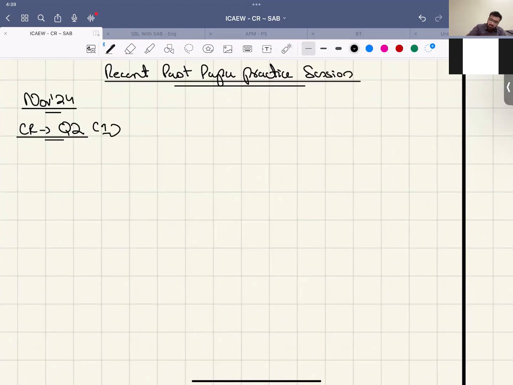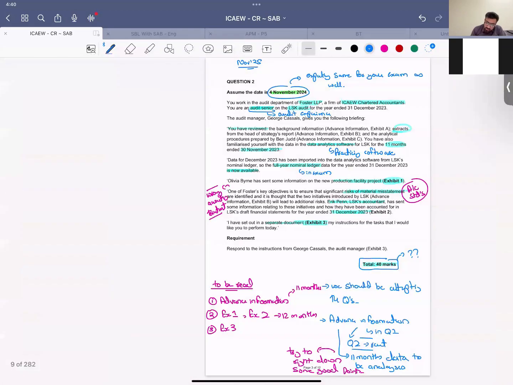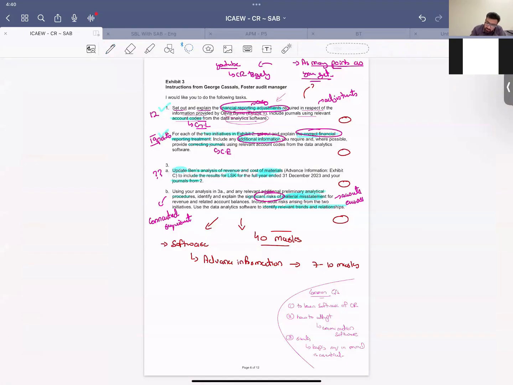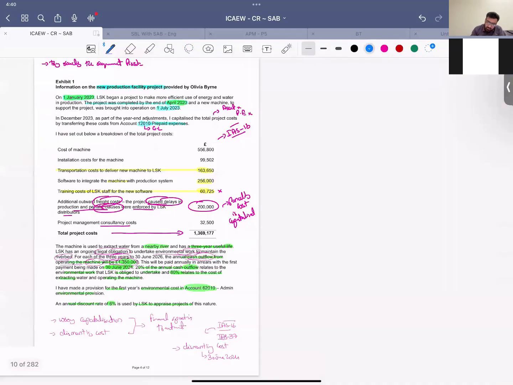We'll practice further questions of CR on the ICAEW's software as well. So don't worry, you'll be practicing on the software as well. If you want, I can just copy paste the requirement here, so that you have enough idea of what we need to do. So I'm just taking a screenshot for your help.